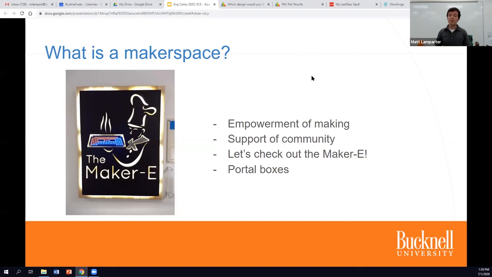So making is a big part of a makerspace. You know, it's in the name. So you come in, you learn how to make things. But an even bigger part, I would argue, is community. Makerspaces are all about community. So we very much encourage people to come into makerspaces. You can hang out, you can meet other like-minded people. And in the process, maybe you get to do some 3D printing and some laser cutting.